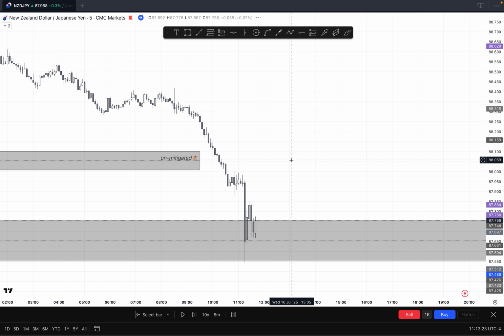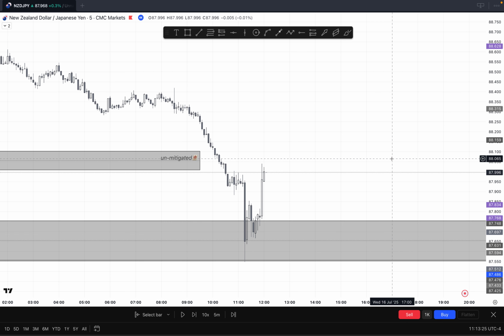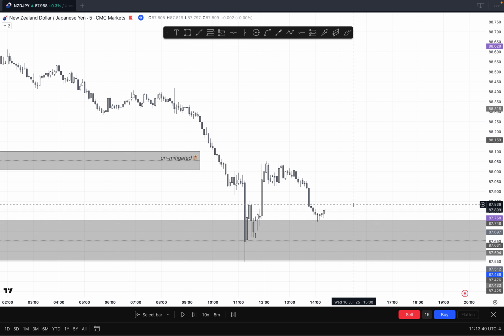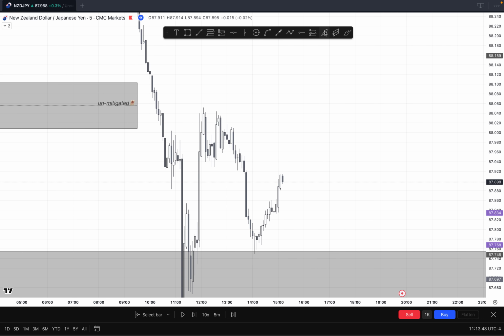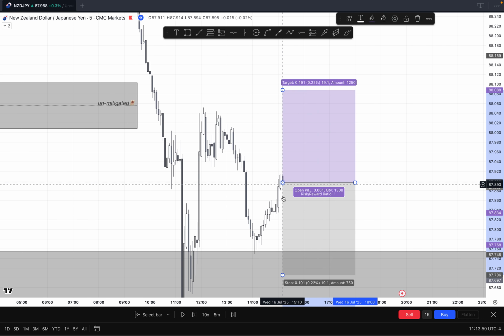Jump in a 5-minute. Clear breaker structure to the upside, wait for retracement. Another breaker structure. Okay, that's the retracement. And I just need a push up, like a volatile move from, okay. That's okay for me. Here.